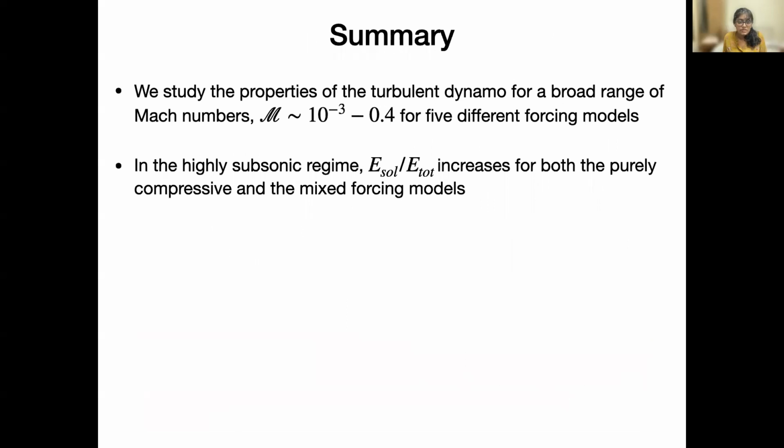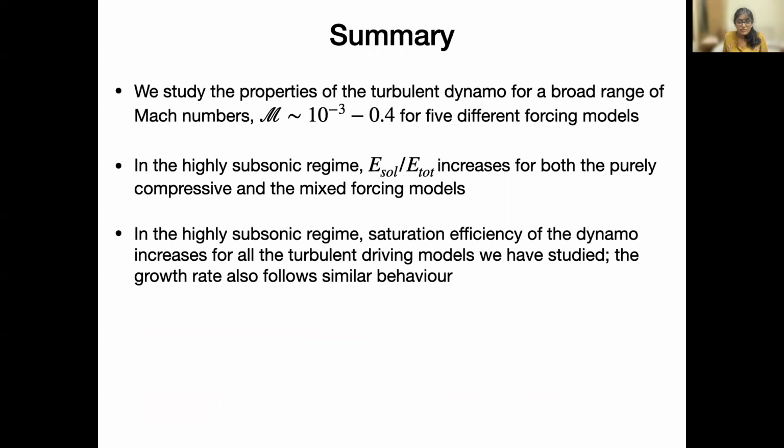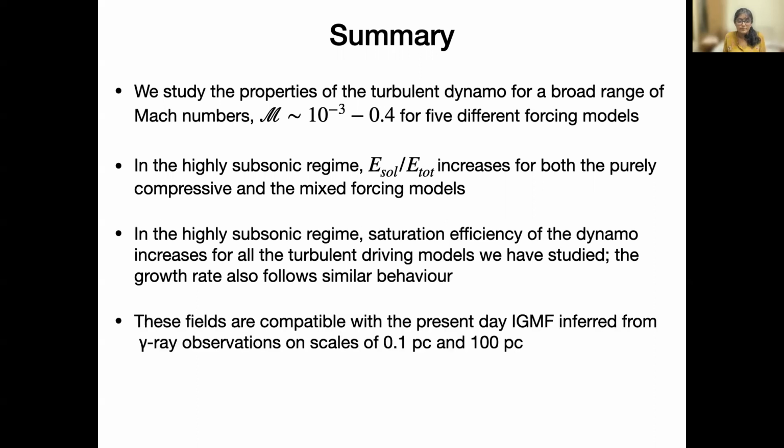In the highly subsonic regime, the solenoidal fraction of the kinetic energy increases for both the purely compressive and mixed driving models. In the highly subsonic regime, the saturation efficiency of the dynamo increases for all the turbulent driving models we have studied, and the growth rate of the dynamo also follows a similar behavior. The field strengths that we obtained from our dynamo models with results from Wagstaff et al. 2014 are compatible with the present-day value of IGMF inferred from gamma ray observations on scales of 0.1 parsec and 100 parsec.